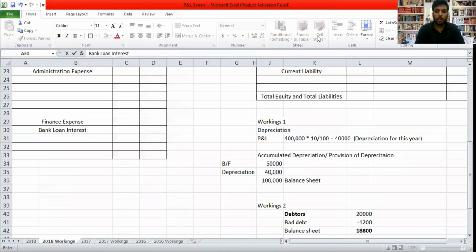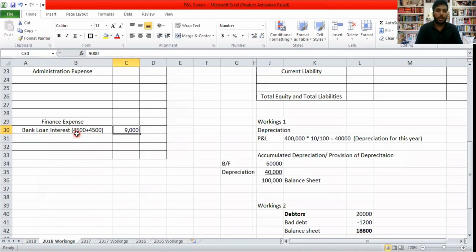So the bank loan interest is how much we are getting. We are getting 4,500 is the amount we have paid. We need to pay another 4,500. In total, we will show here 9,000. So in this 9,000, 4,500 has been paid and 4,500 is payable. So I will consider it as current liability as accrued bank loan interest.